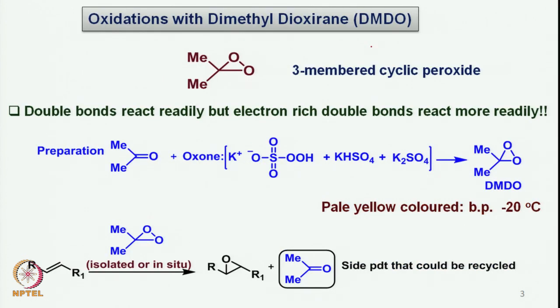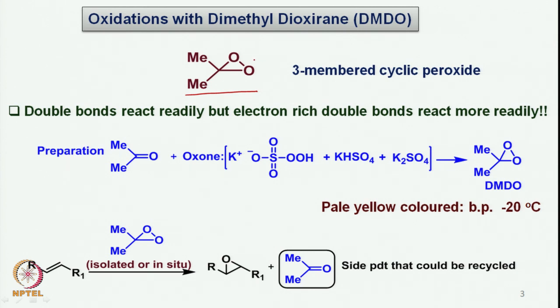We start now with oxidations of a different kind, which is oxidations with dimethyl dioxirane. As you can see from the name, dimethyl dioxirane. So this is the structure of the dimethyl dioxirane.